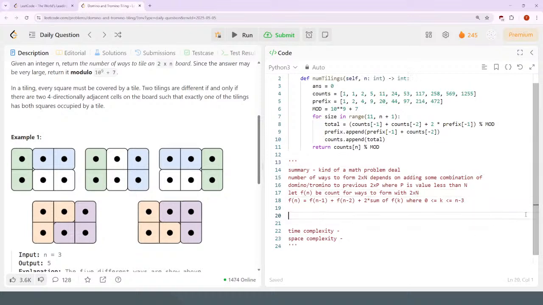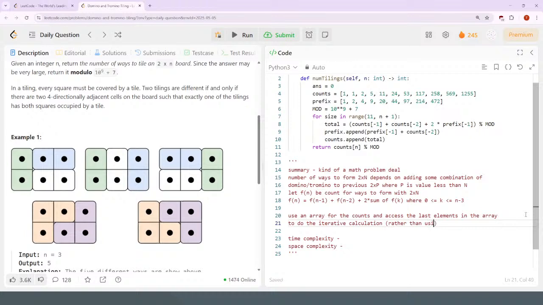So basically, use an array for the counts and access the last elements in the array to do the iterative calculation rather than using recursive calls, as the call stack would be too large when n goes to 1,000, and also use a prefix sum array for part of the calculation.